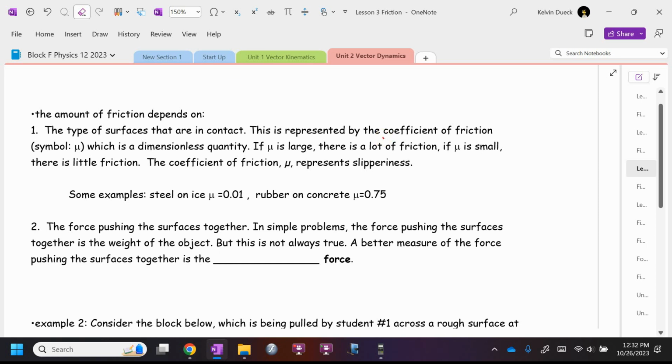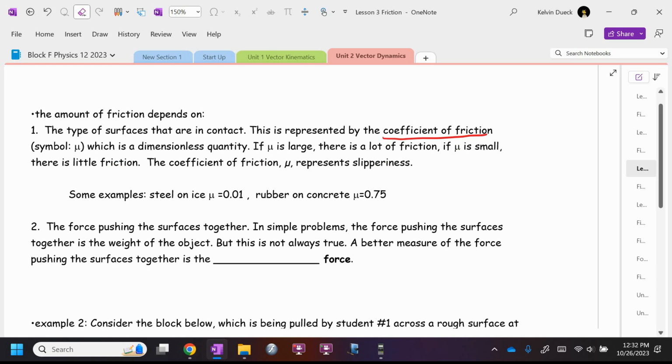So here is the coefficient of friction, and the symbol for that, Greek letter mu, looks like this. It's a ratio. The closer it is to 1, the grippier two surfaces will be relative to each other. The closer it is to 0, the slipperier two surfaces will be relative to each other. So if mu is large, lots of friction. If mu is small, little friction.